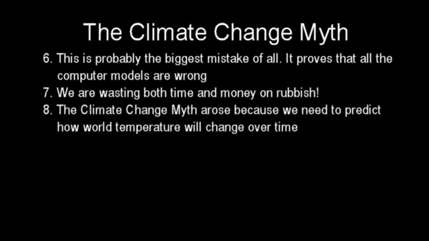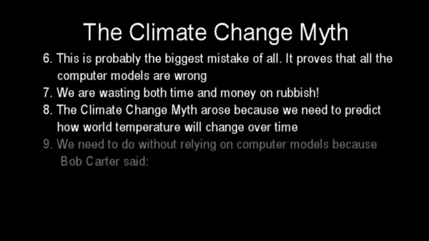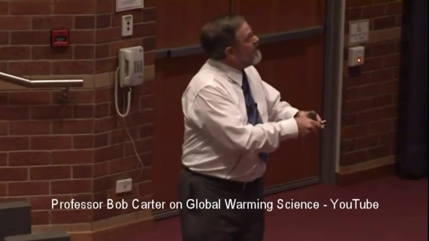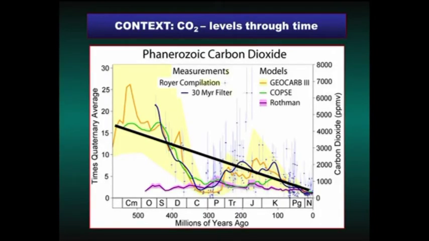Now, instead of being only negative, let's look at what we can do with climate data. The reason that we have a climate change myth at all is so that it can be used to predict how the Earth's temperature will change over time. We need to find a way to do this without relying on computer models, because Bob Carter said, and back here in the Cambrian, carbon dioxide was, goodness gracious me, between 4,000 and 5,000 parts per million. On this scale is the number of times that number. So this is 5, 10, 15 times today's carbon dioxide.